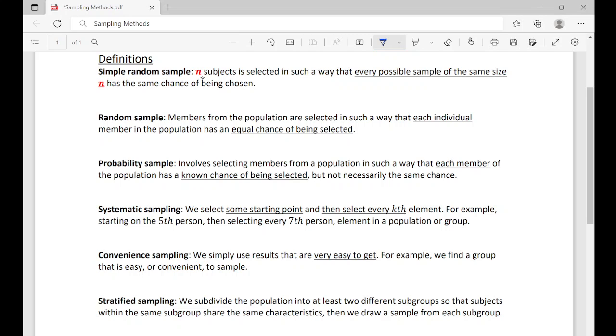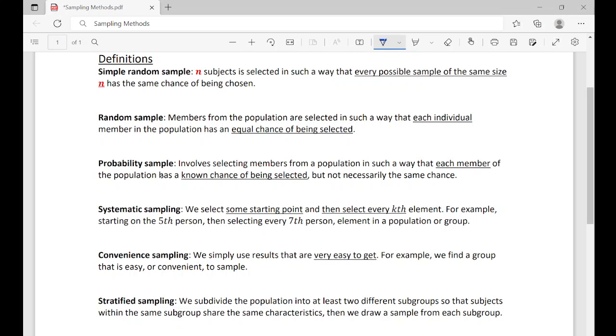And this is where n subjects, so some number of subjects, is selected in such a way that every possible sample of the same size n has the same chance of being chosen. Next is just a random sample, and this is where members of the population are selected in such a way that each individual member in the population has an equal chance of being selected.